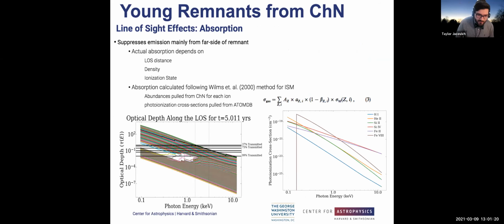So then from there, we can also talk about the absorption within the remnant, because these are like 3D objects. Depending on where your emitting region is within your remnant, you're going to have absorption from the rest of the remnant. And this is something we can model in CHN based on the ionization and the densities that we get out.